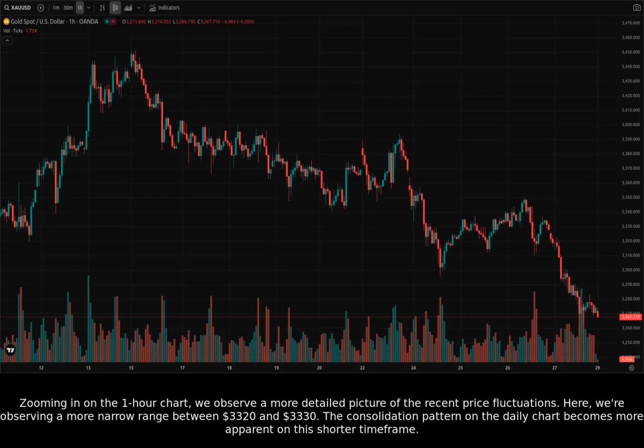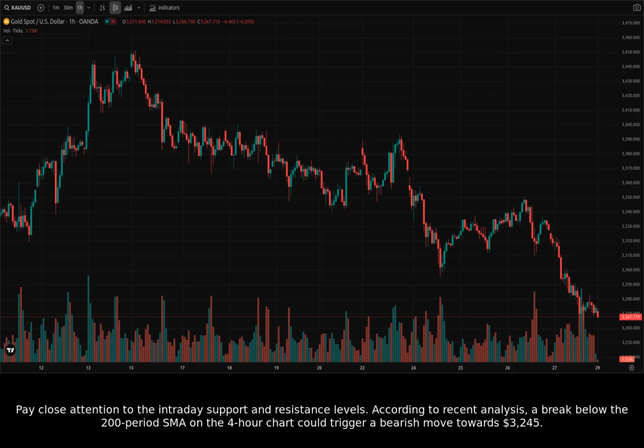Zooming in on the 1-hour chart, we observe a more detailed picture of the recent price fluctuations. Here, we're observing a more narrow range between $3,320 and $3,330. The consolidation pattern on the daily chart becomes more apparent on this shorter time frame. Pay close attention to the intraday support and resistance levels.